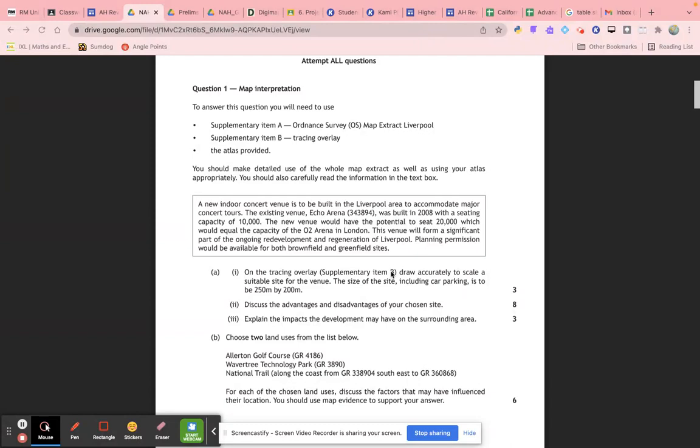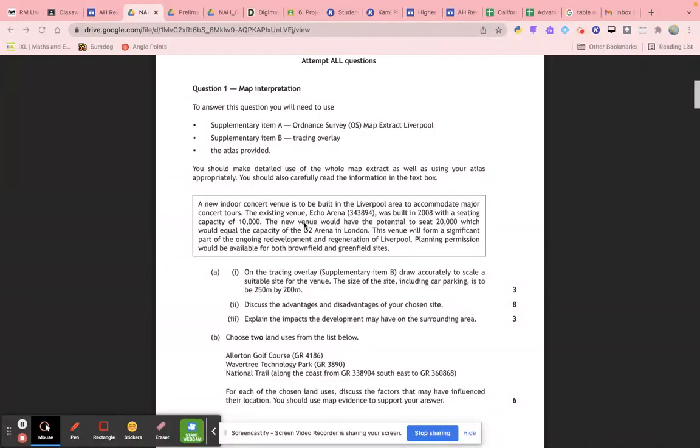Well, the first thing is to line up your tracing paper with the Ordnance Survey maps that you are given. And then pay very close attention to the size of the site that you're being asked to develop. In this case, it's 250 meters by 200 meters, okay? And that is the site you're going to have to think about. So drawing the shape is always going to be worth one of your 3 marks, and finding a suitable location for your development is going to be the other 2 marks.